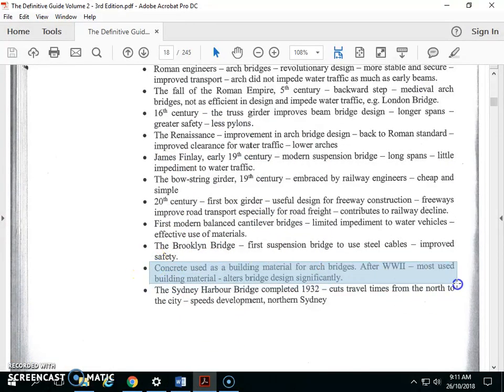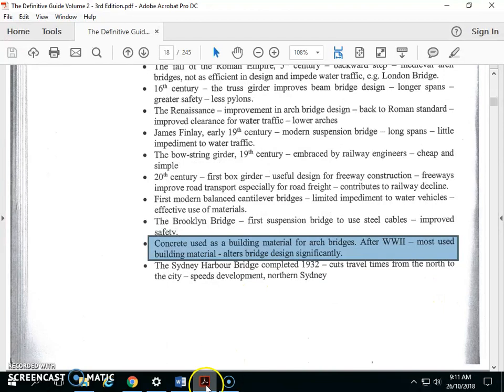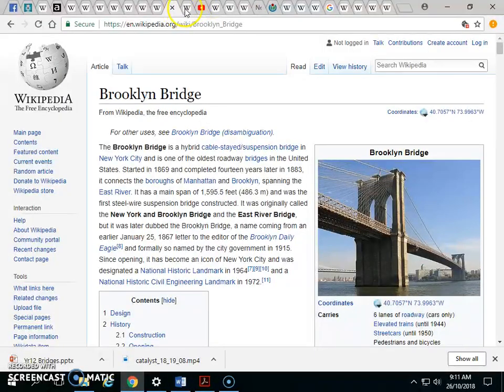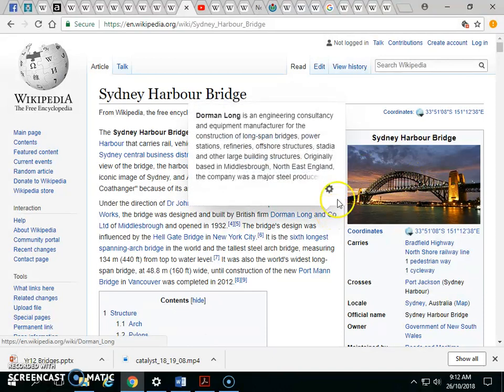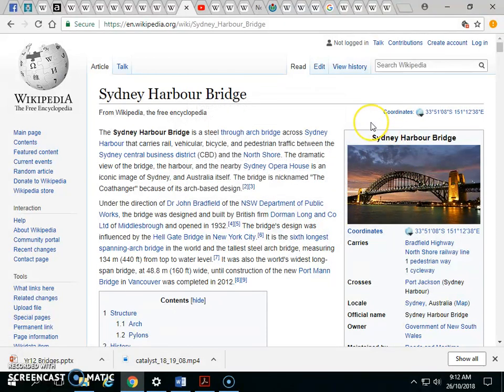Then we have concrete used as a material for arch bridges. So the first box girders, you can have steel box girder bridges, but these days they're more likely to be concrete. We have the Sydney Harbour Bridge, which is a significant bridge in Australia. It is a combination of an arch and trusses. It's also significant culturally in Australia because it was built during the Great Depression. It also is significant for the growth of Sydney, which is true of pretty much all bridges: a bridge will affect the social development of the city.